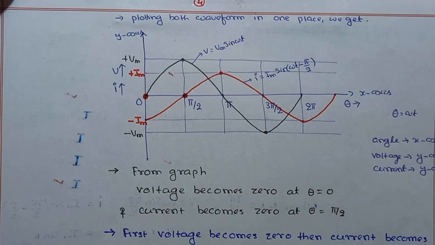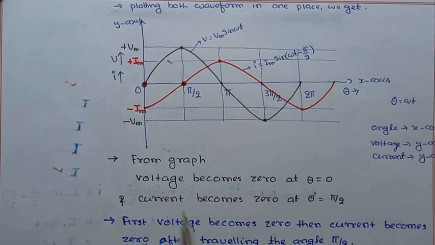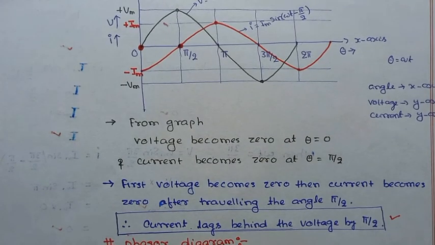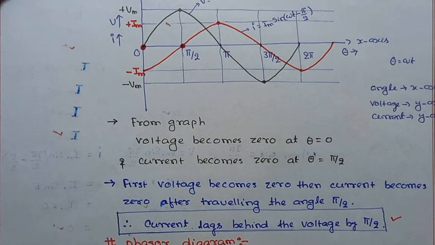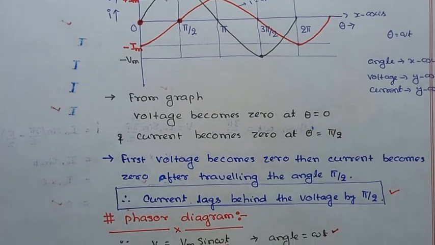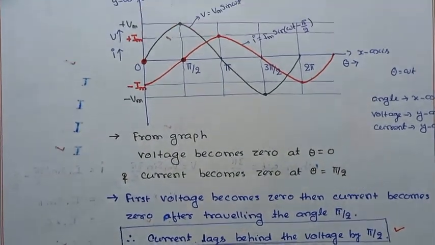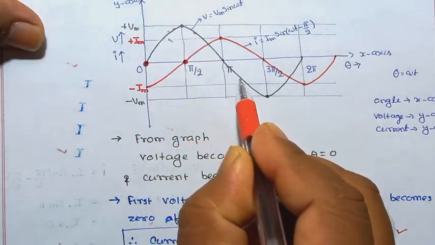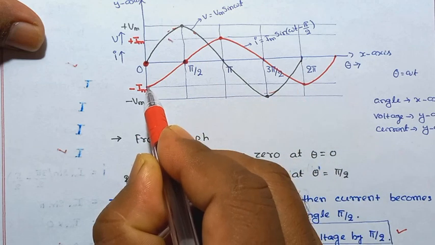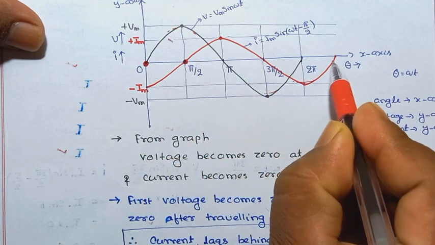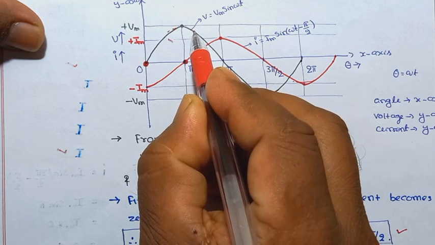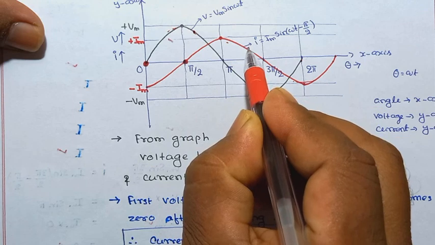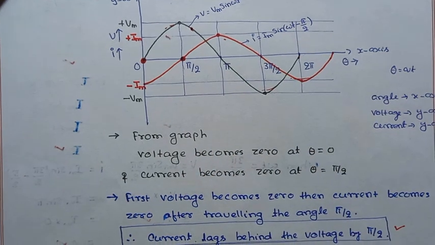So plotting both the waveforms in one place, we will get this waveform. Along the x-axis we take angle, along the y-axis both voltage and current. Okay. So in this graph, this is the voltage waveform and this is the current waveform. Therefore this waveform shows V is equal to Vm sin omega t. This waveform shows I is equal to Im sin (omega t minus pi by 2).